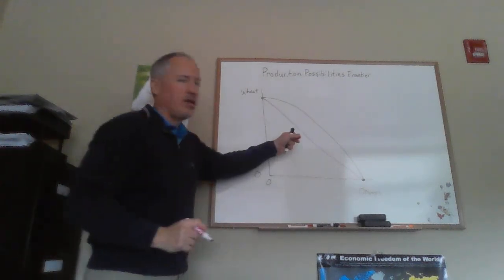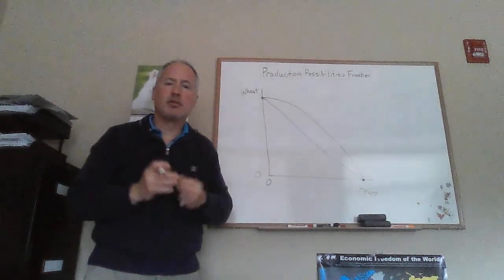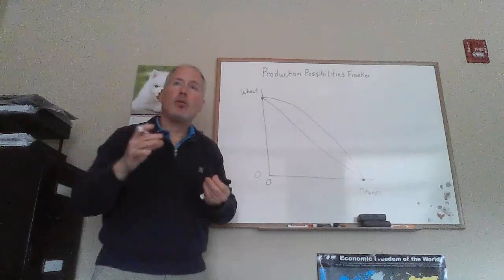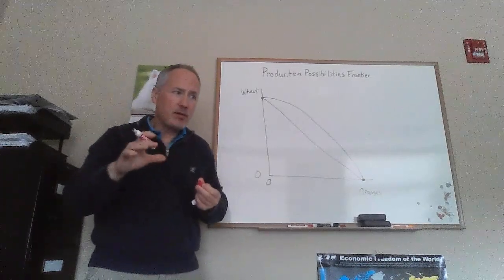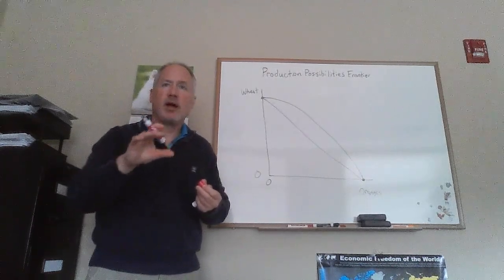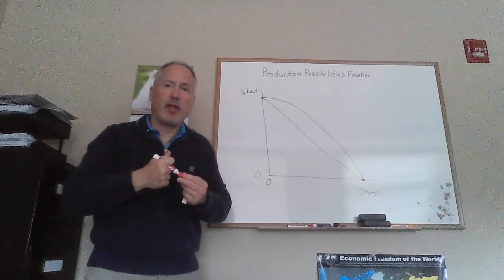I was trying to draw a straight line there. If we have a production possibilities frontier that's a straight line, well, we know that for a line, the slope of a line is the same at all points along that line.